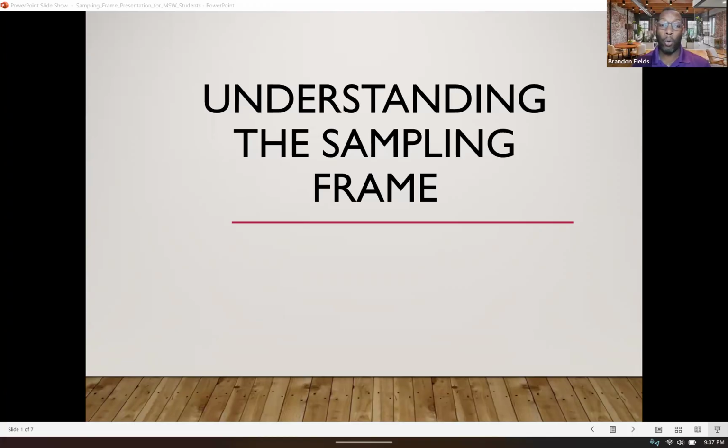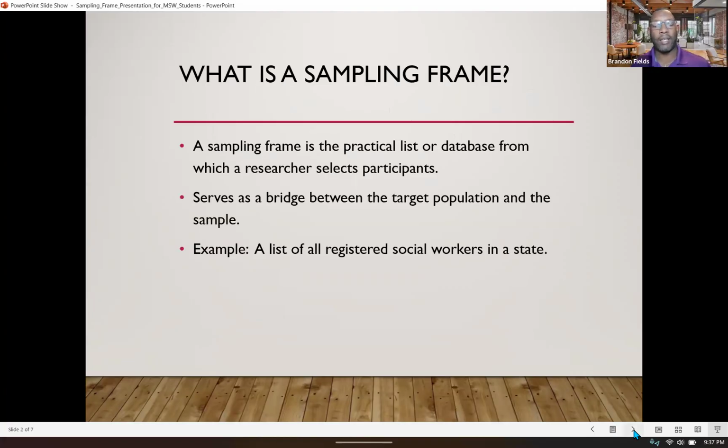I wanted to put together a quick video to help you understand a little bit more about what sampling frame is and some important things that we need to consider in relation to sampling frame. And so just to define what it is, a sampling frame is basically a practical list or a database from which we select our participants from. And essentially, it's really important to think about the sampling frame as a bridge between your target population and the actual sample that you are putting together.